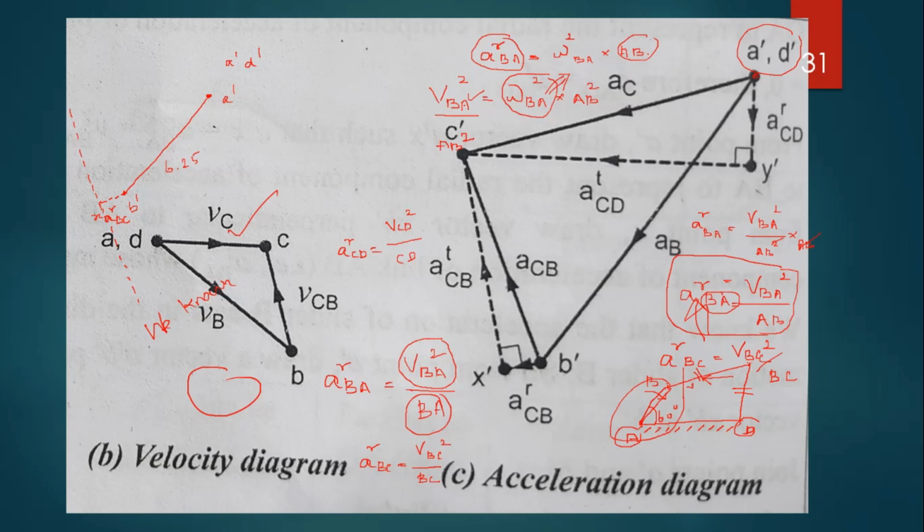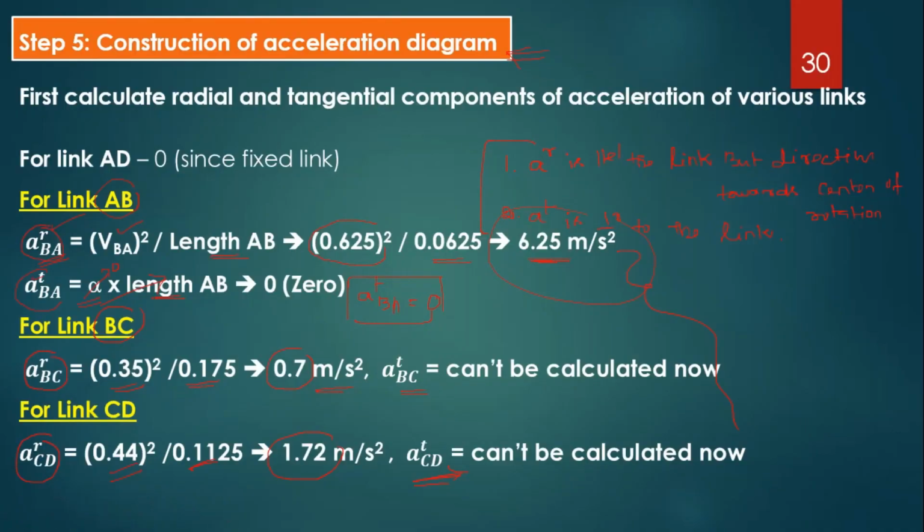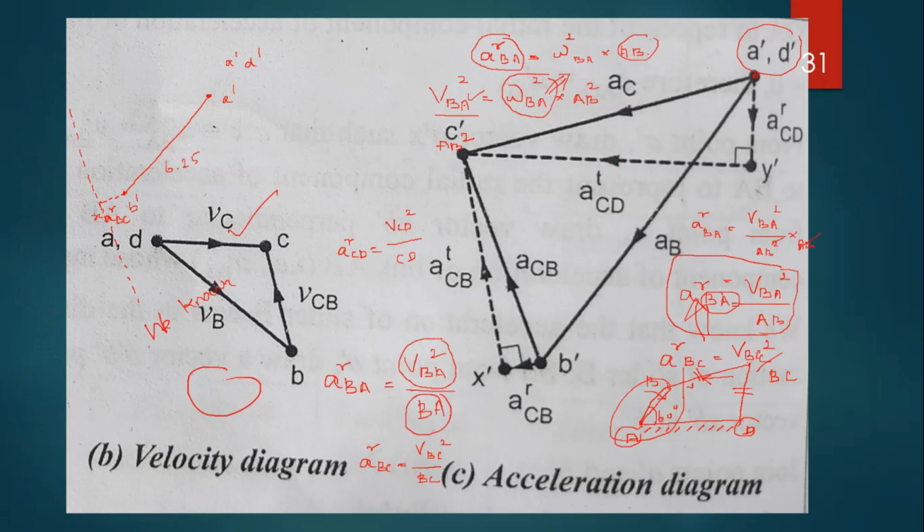So now the radial component of CD is parallel but in the opposite direction. The cursor moves from D to C, bottom to top, so here we have to draw from top to bottom. That line should be parallel to the link CD, with a magnitude equal to 1.72, right? So 1.72, and the end point is y dash.